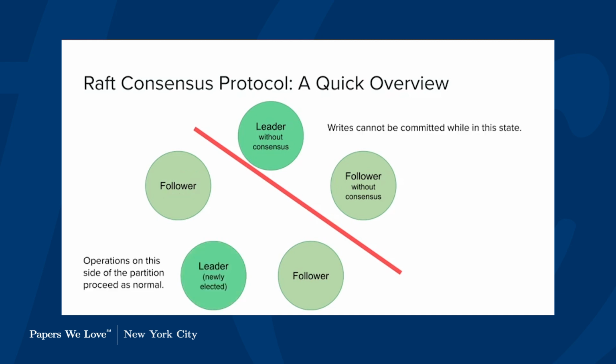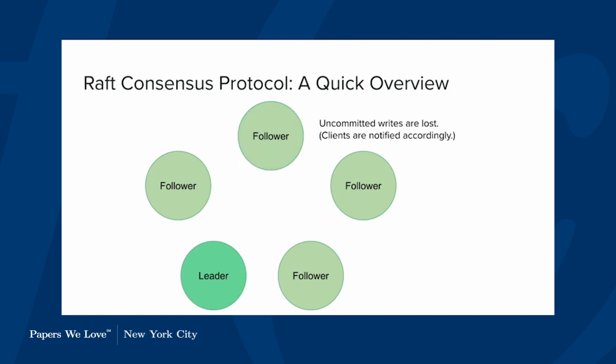A new leader gets elected, and operations on the bottom left side of the partition will proceed as normal, while on the top right side, the cluster, or those 2 nodes, are no longer able to proceed. Now, eventually, the network partition heals itself, and this means that the uncommitted writes were lost. The clients attempting to perform those writes were never told they succeeded, so they are now told that they failed. They will need to retry, and this is how we keep the system in a good state.